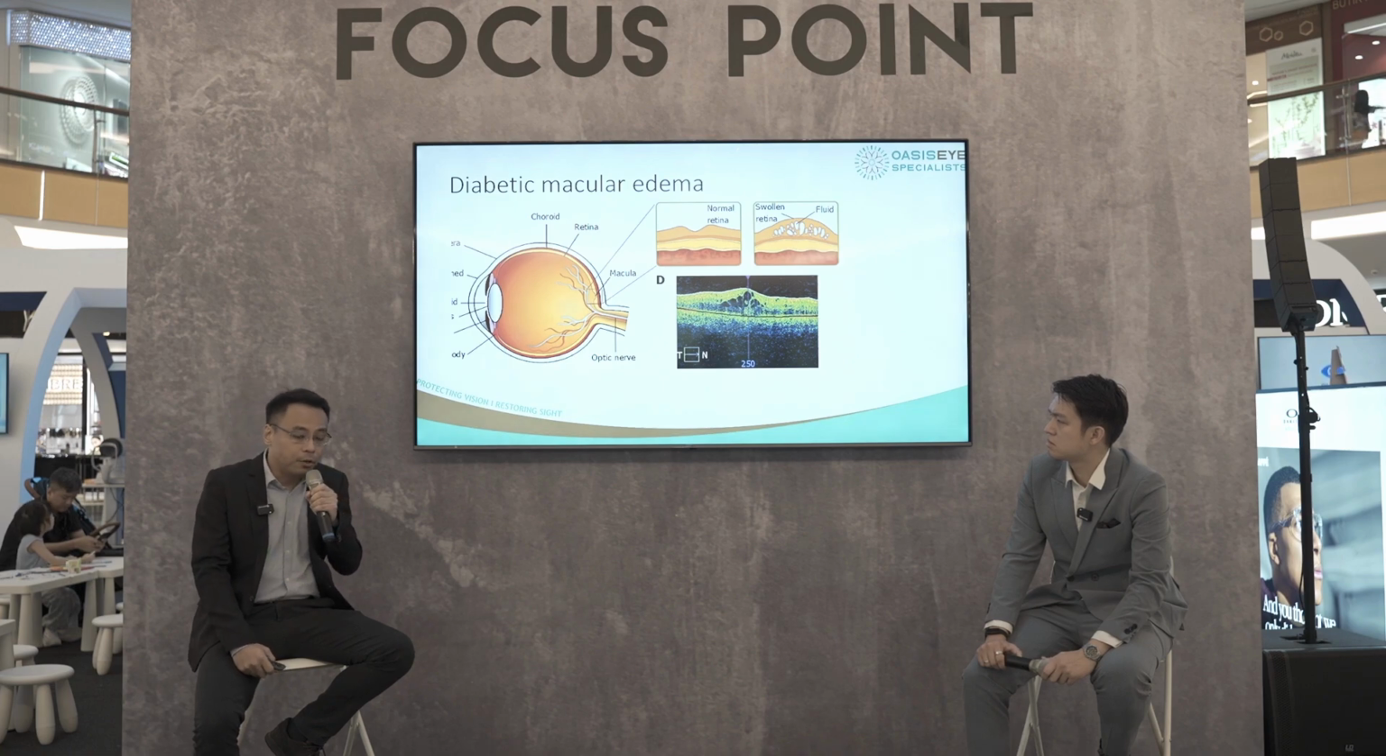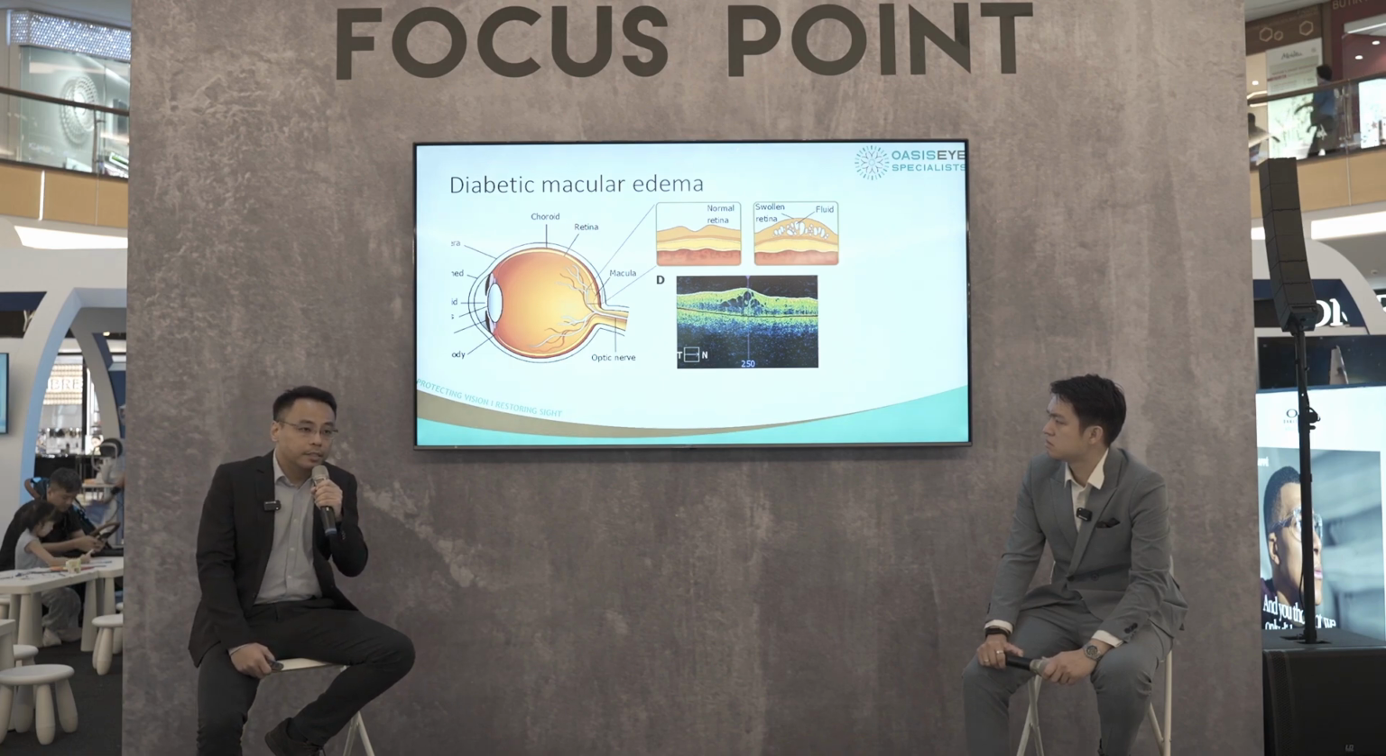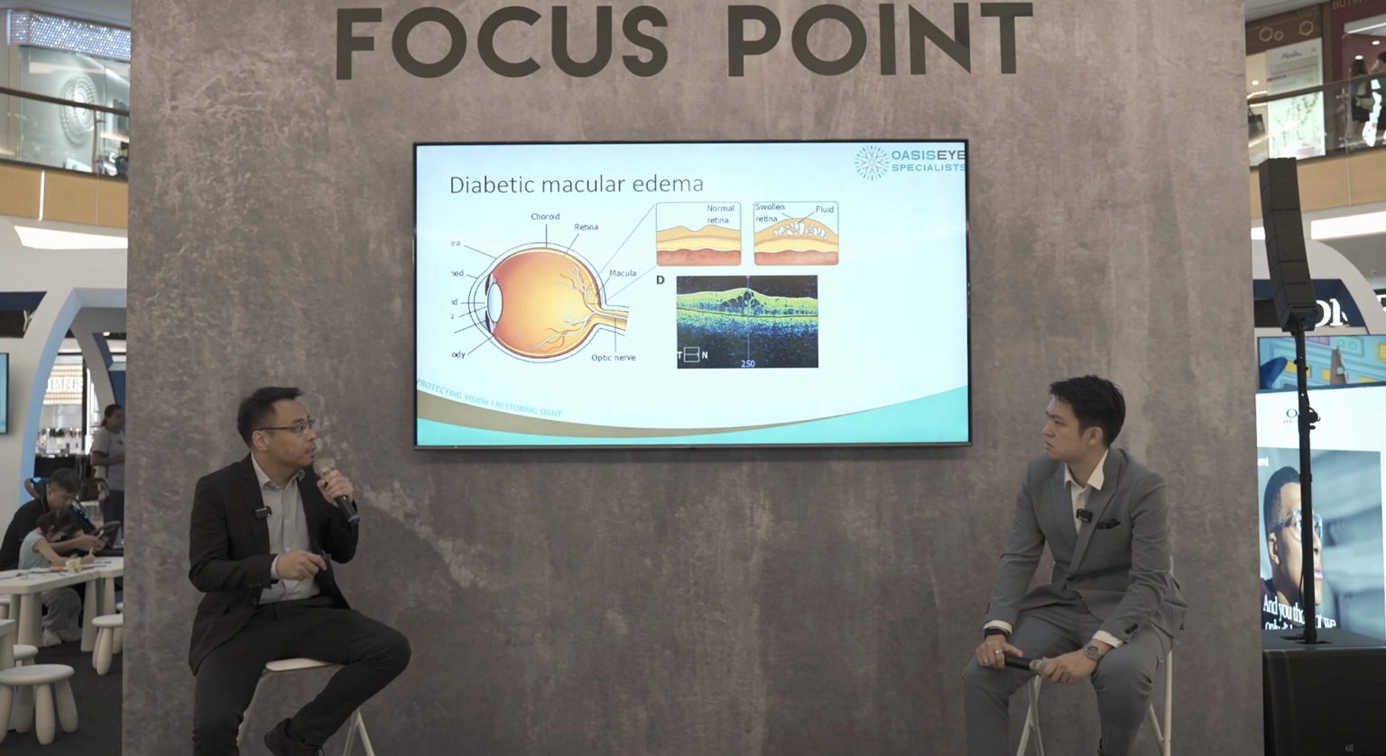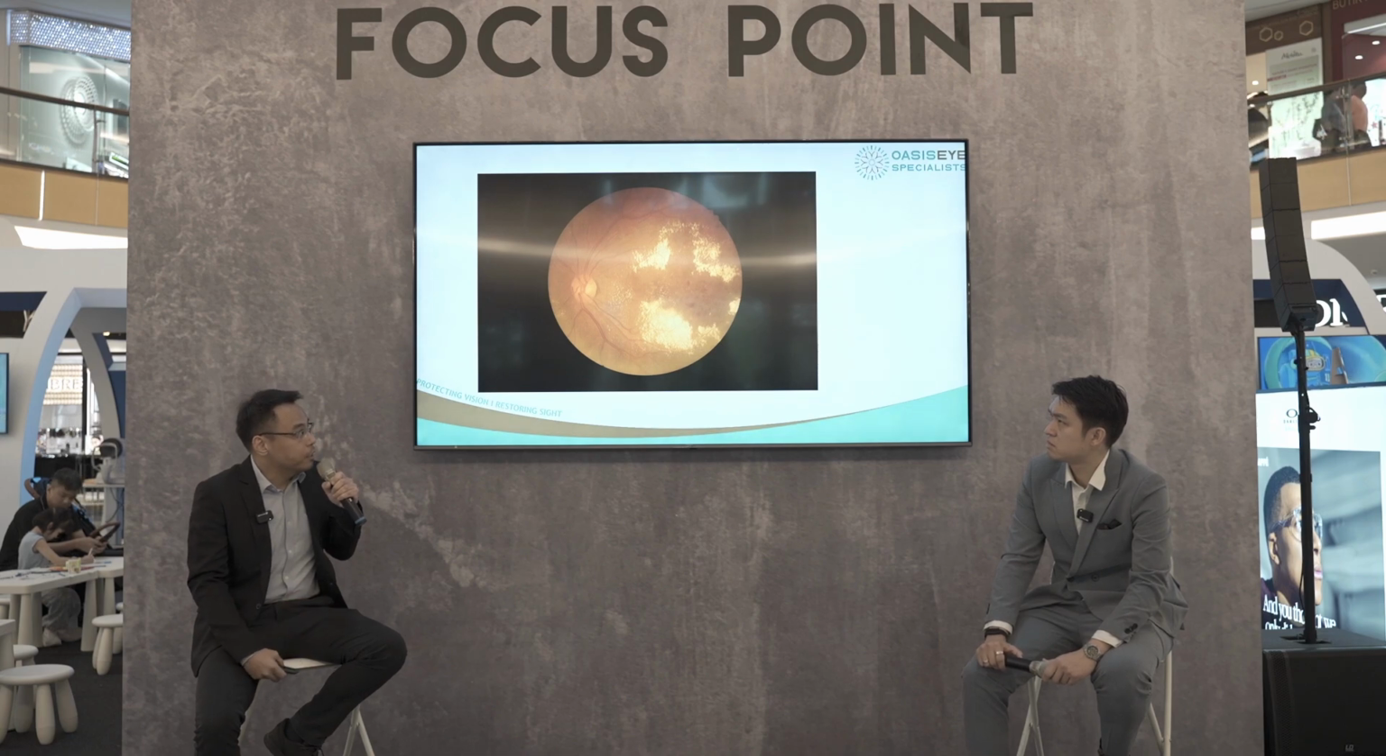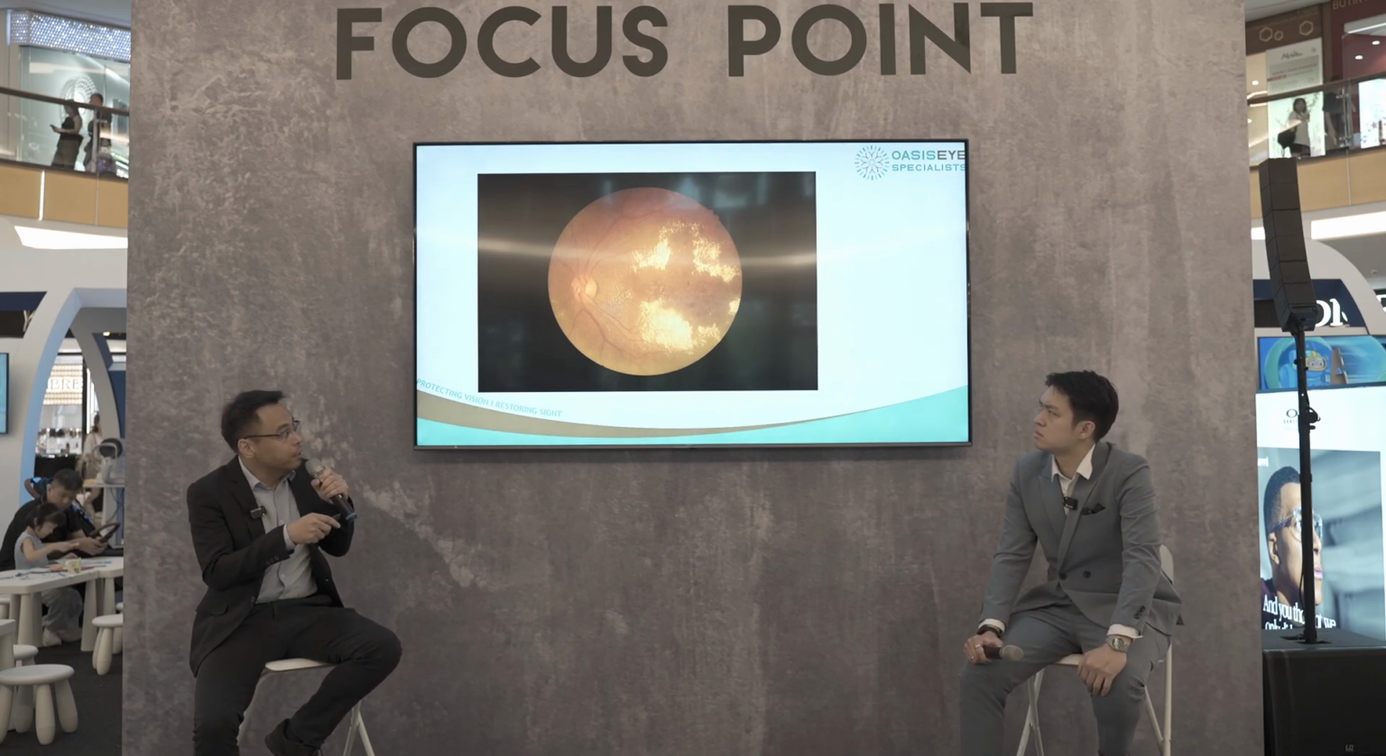So in diabetic macular edema, there's a leakage of damaged vessels causing thickening of the retina, which affects the vision. This picture shows that the yellow areas are the areas of diabetic macular edema.